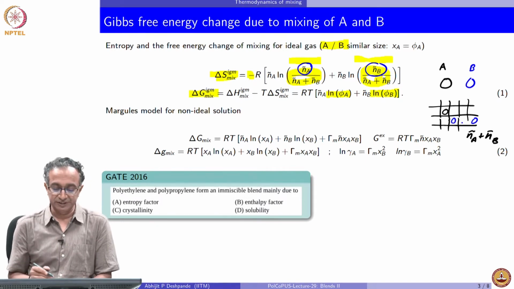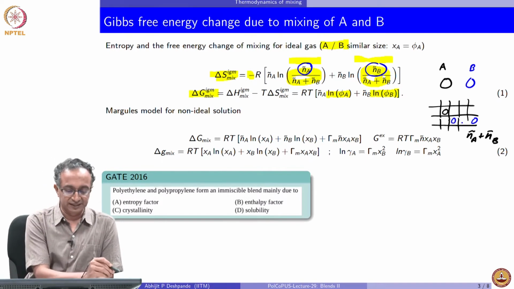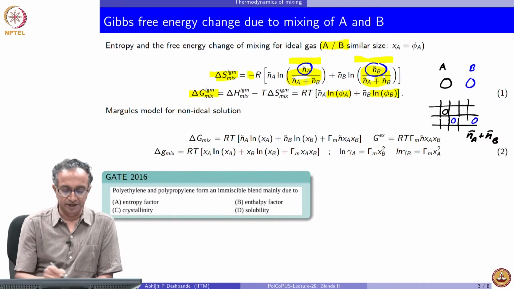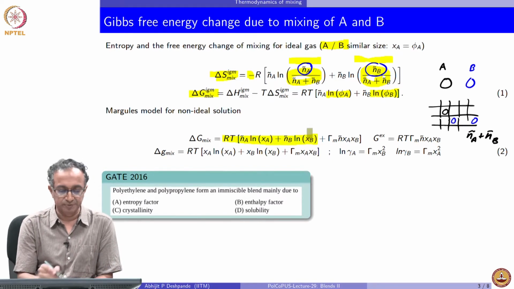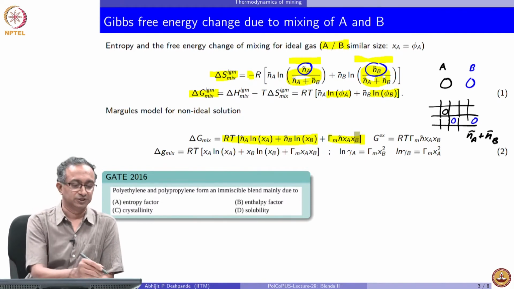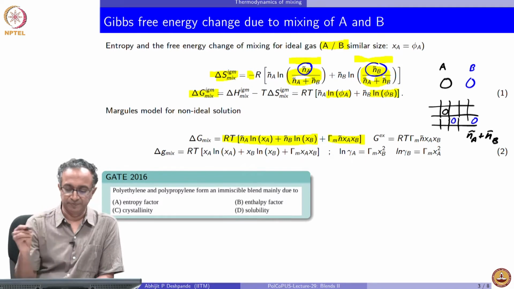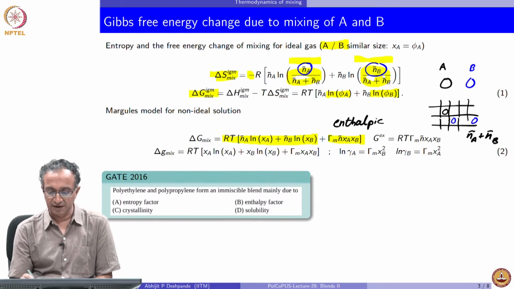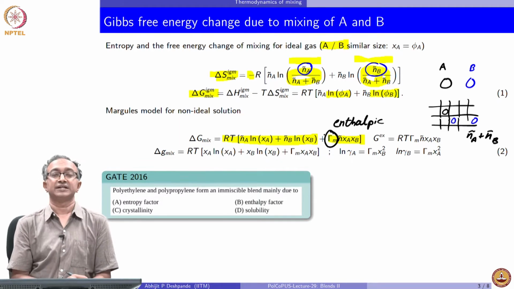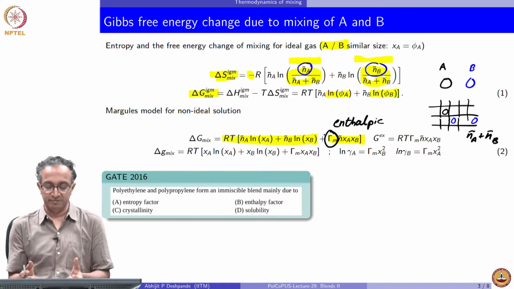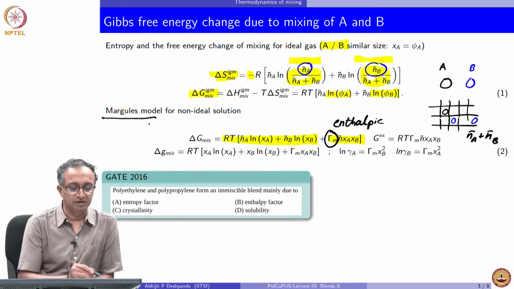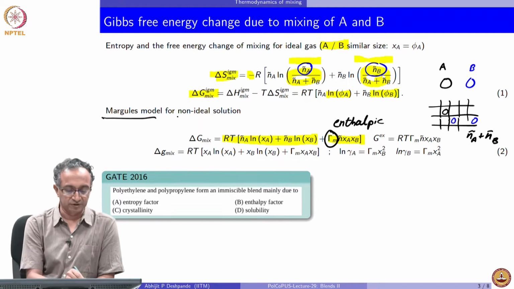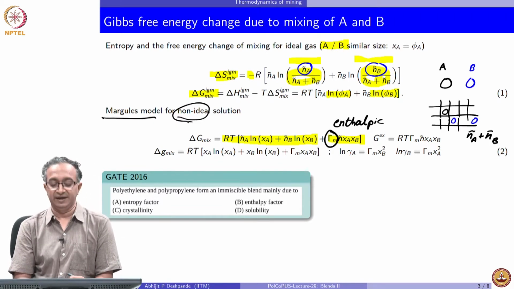So this is a situation where there is interaction. And so in that case, the overall Gibbs free energy of change has the entropic contribution, and it also has an enthalpic contribution or internal energy of interactions. So this is the enthalpic contribution. And this gamma m is a parameter which tells us how much is the interaction. If gamma m is 0, this is a simple model called Margules model of non-ideal mixing between A and B.